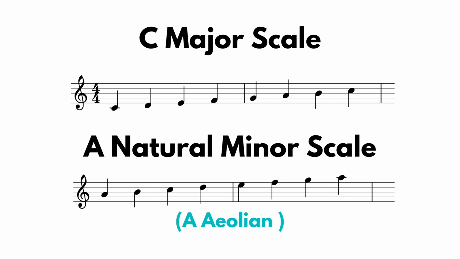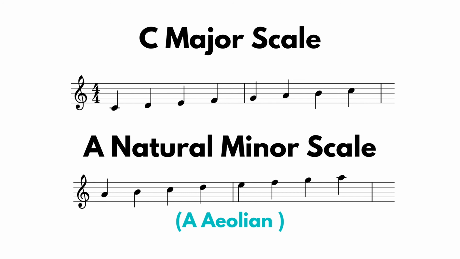As you can see, we have the C major scale and the A natural minor scale or A Aeolian. Now you can see that the notes are exactly the same. The only difference is that with the A natural minor scale, you'll begin the scale with A, which is the 6th of the C major scale. So let me play the C major scale first and then the A natural minor scale next so that you can hear the difference even though they are using the same exact notes.